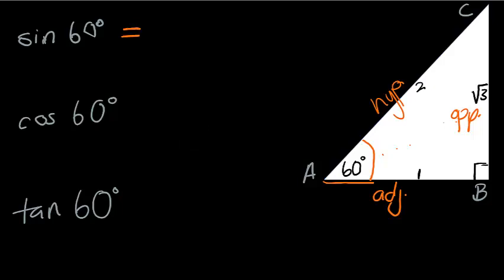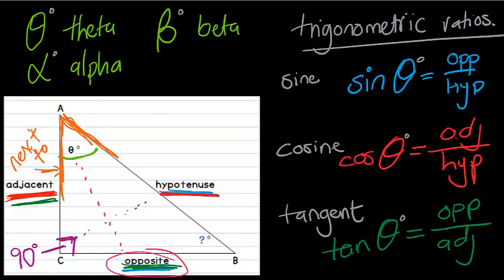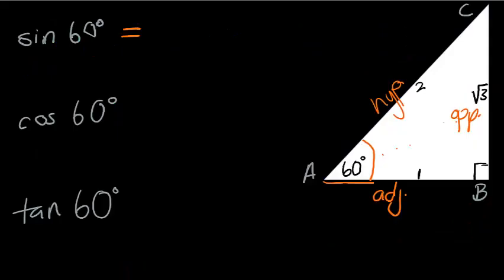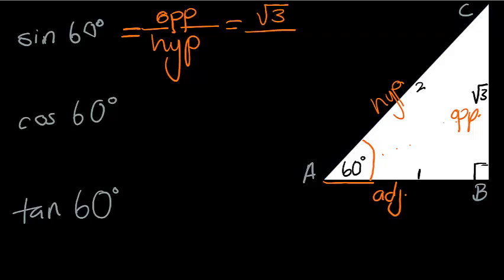So sine of 60, going back to my original, so these trigonometric ratios you have to memorize. You need to know them off by heart. Sine is opposite over hypotenuse. So I'm going to write opposite over hypotenuse, and then I can substitute the values where I say opposite is square root of 3 over hypotenuse is 2. I cannot simplify that any further, and therefore that is my final answer.